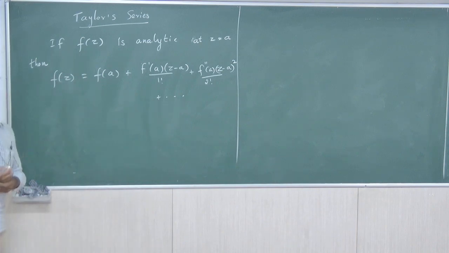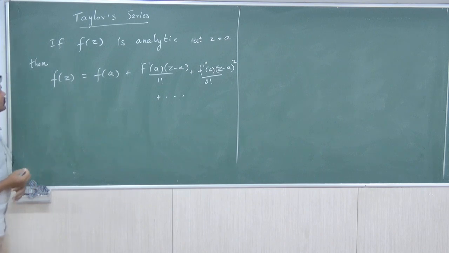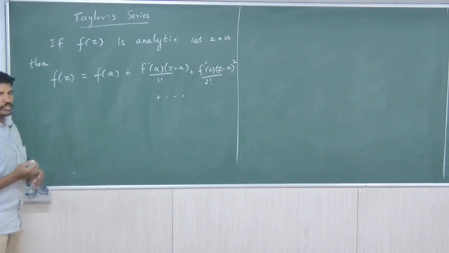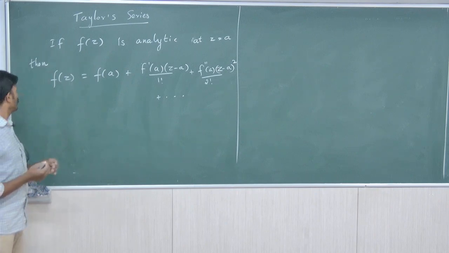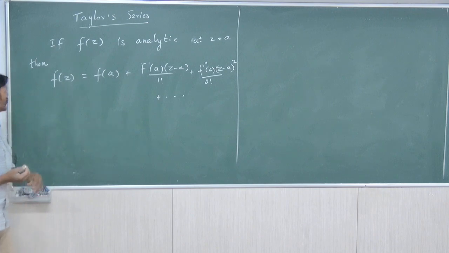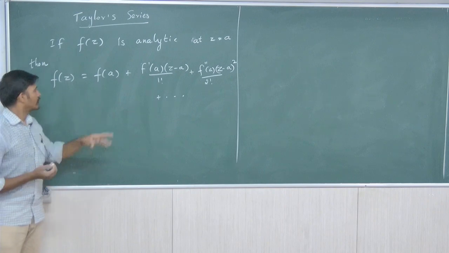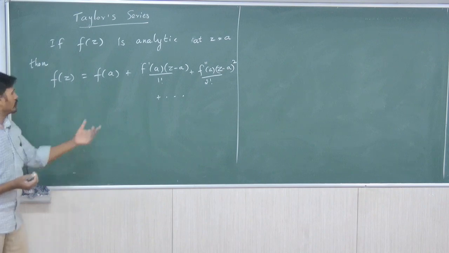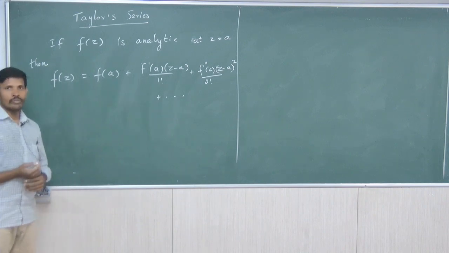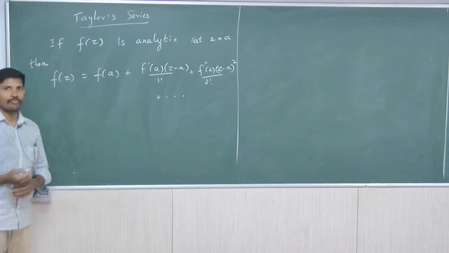Taylor series expansion of the function f of z. The formula for the expansion is: if f of z is analytic at a point z equal to a, then we can expand f of z as a sum of these elements: f of a plus f dash of a into z minus a divided by 1 factorial, and so on. This expression contains an infinite number of terms, but their addition should be the function f of z.